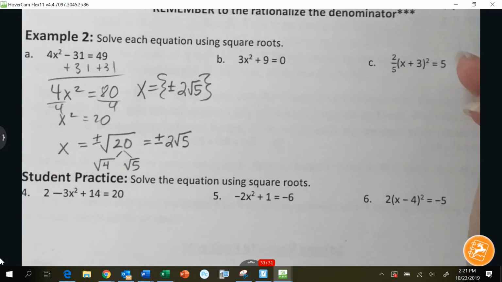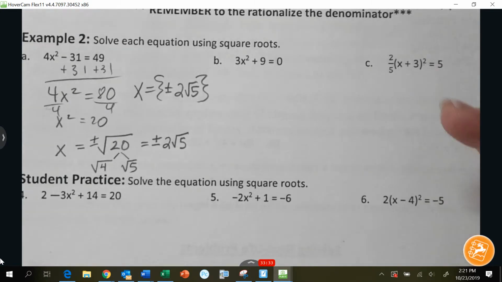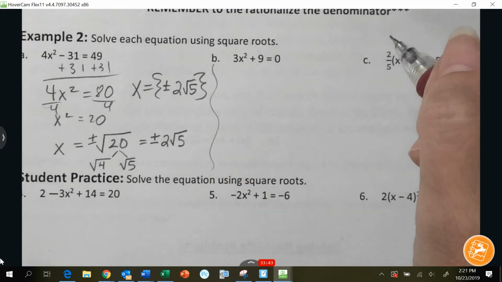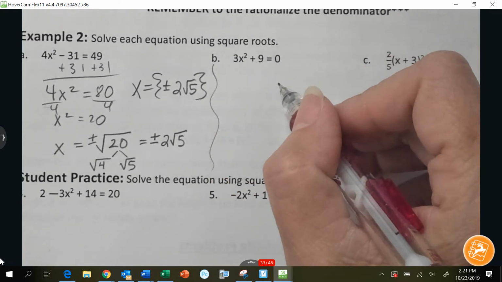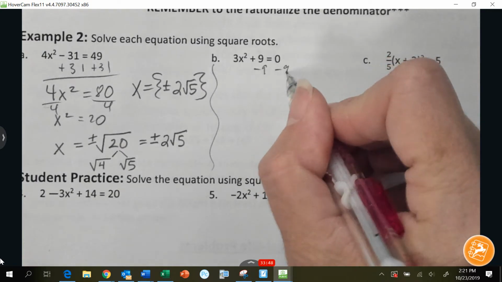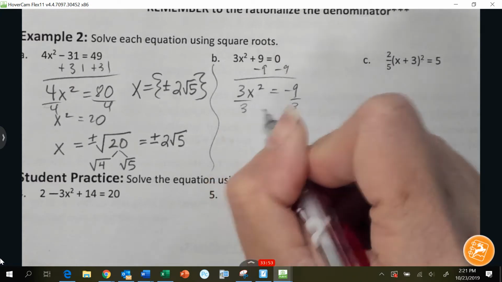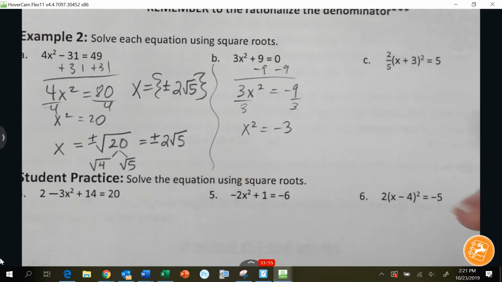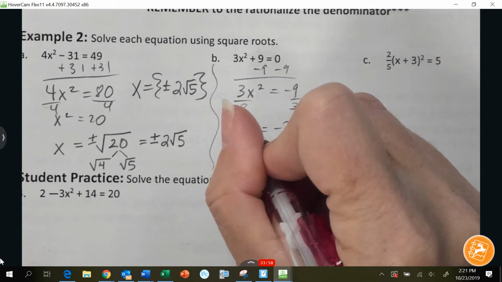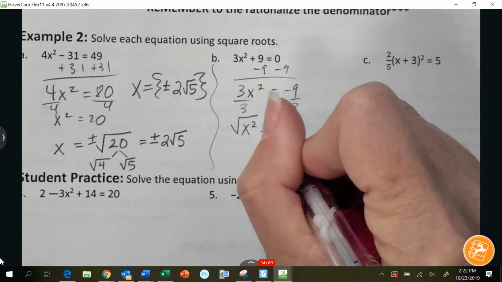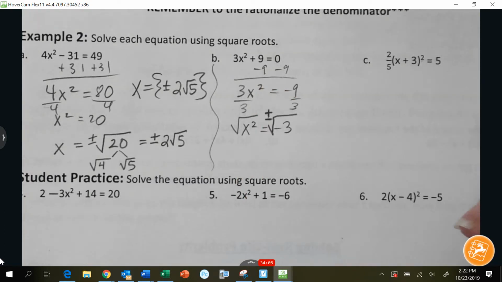Okay, so question B. What should I do? Distribute? Divide by 3? Would you divide by 3? I'm not going to divide by 3 yet. Subtract 9. Minus 9. Now divide by 3. So we got x squared equals negative 3. Then what do I do? Square root it. But what also do I have to do when I square root? Plus or minus. I have to have a plus or minus in there because there's going to be 2 answers.